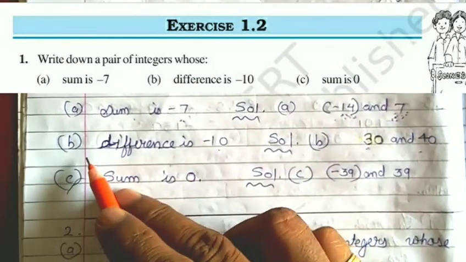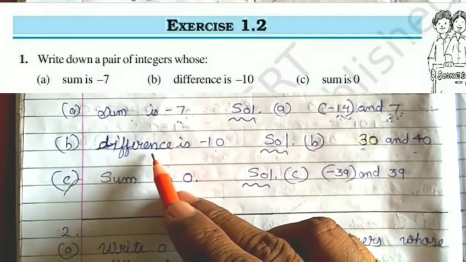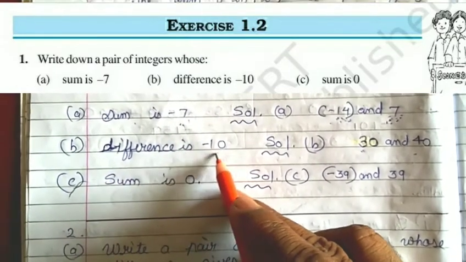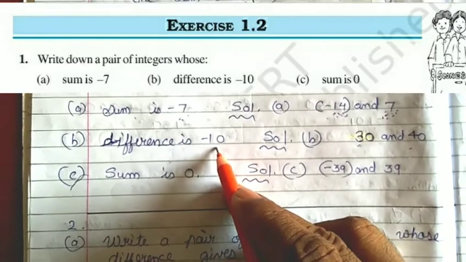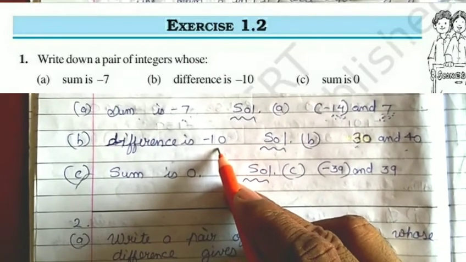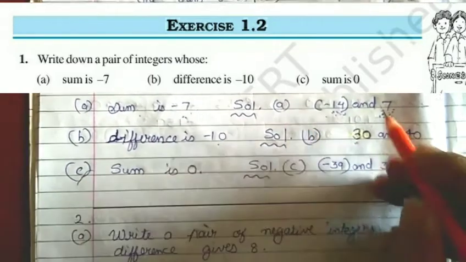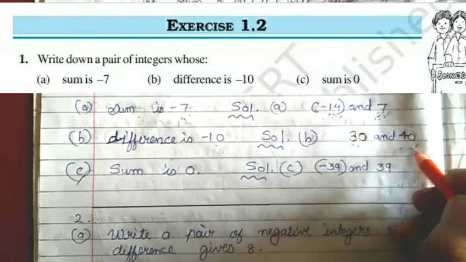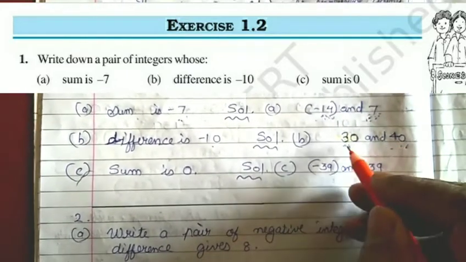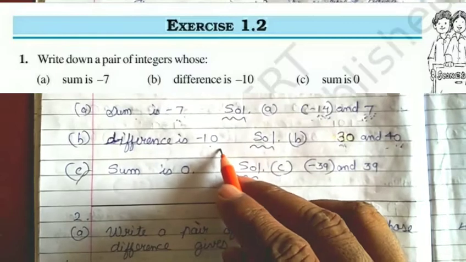Now the second, that is B, pair of integers whose difference is negative 10. Means you have to take a pair of integers whose difference must be 10. So I had taken 30 and 40. Means difference of 30 and 40, that is 30 minus 40 gives negative 10.